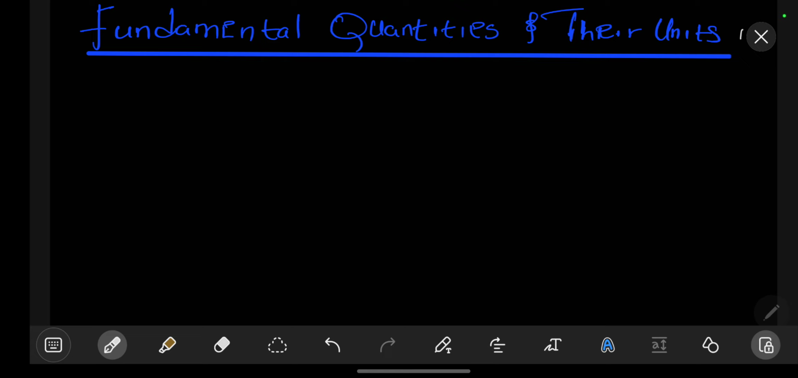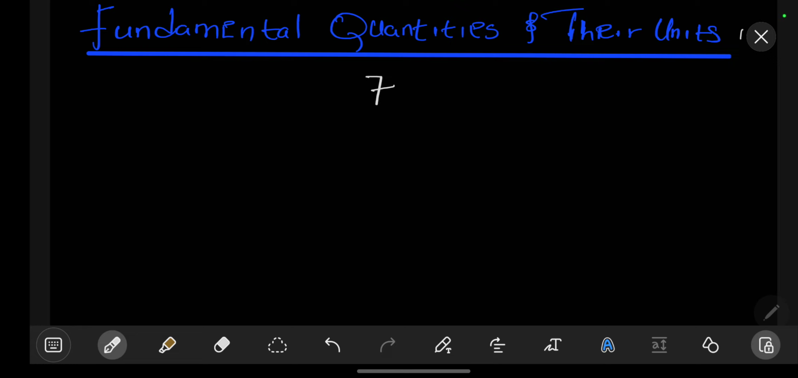I'll take that again: fundamental quantities are the basic quantities. Basic means the simplest, the basic quantities that are independent of other quantities. Another definition is that fundamental quantities are the basic units upon which other units depend. Now the next thing you have to understand is that there are 7 fundamental quantities.